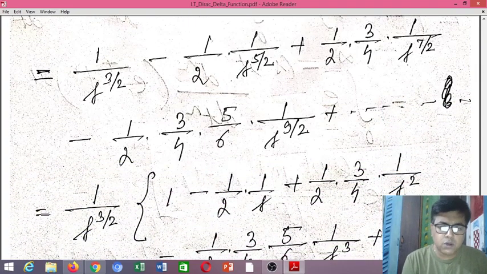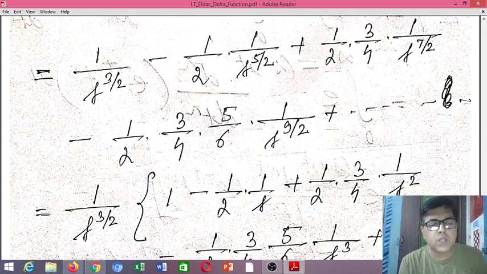After having found out all these terms, that is after having found out the Laplace transform of all these terms term by term, we now take 1 by s to the power 3 by 2 common. You see, we can take easily 1 by s to the power 3 by 2 common from all the terms. If you do that, you will see the first term is 1, of course, because 1 by s to the power 3 by 2 was the only term, was taken common from the first term.